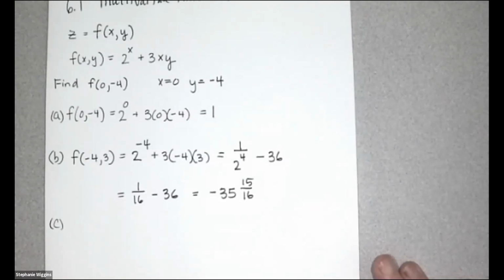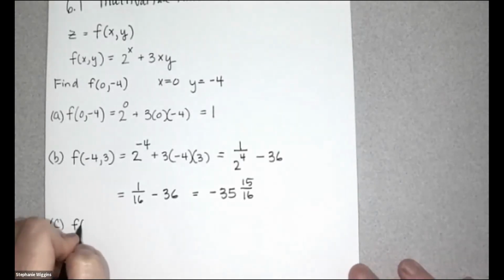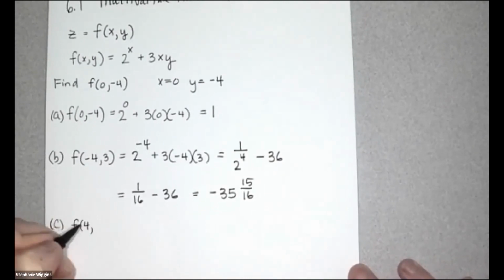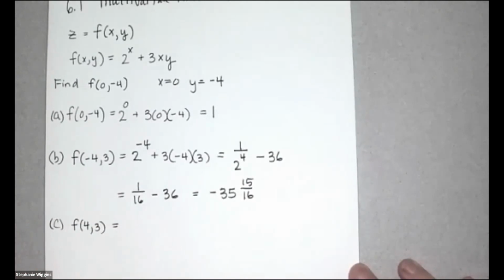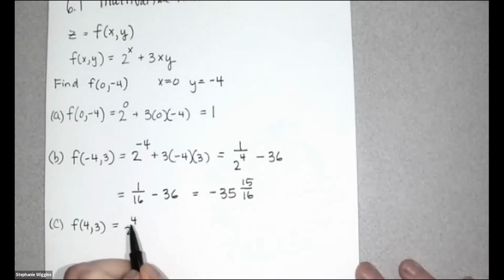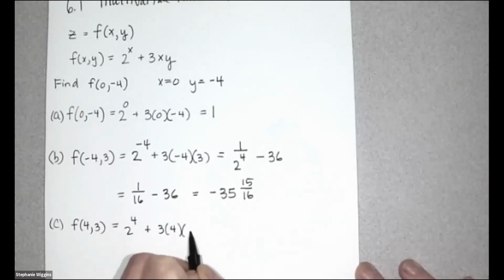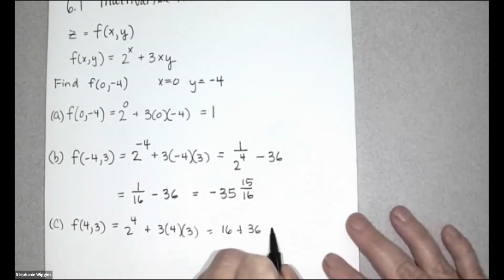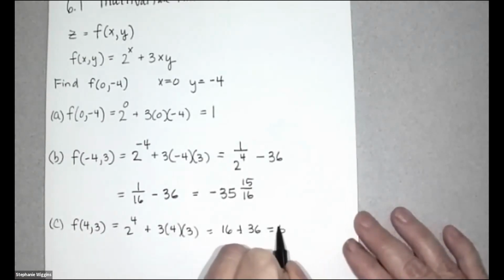And if we want to find the function value at yet another point, we have f of 4, 3, let's say. This time x is positive, so we're going to have 2 to the 4th plus 3 times 4 times 3. 2 to the 4 is 16. This is 36. And so that's going to be 52.